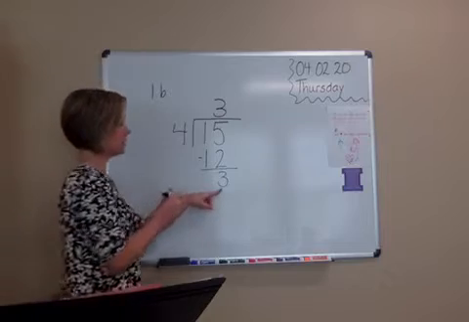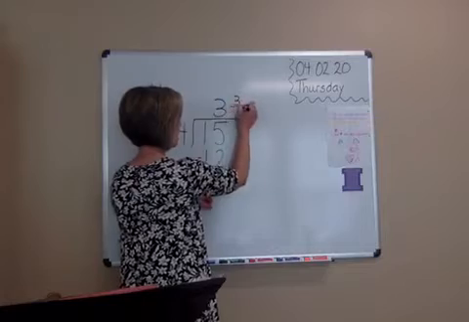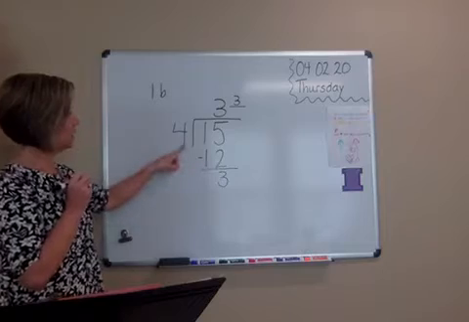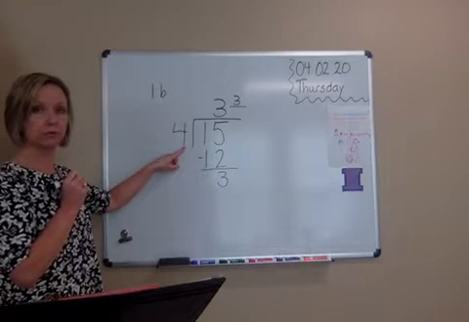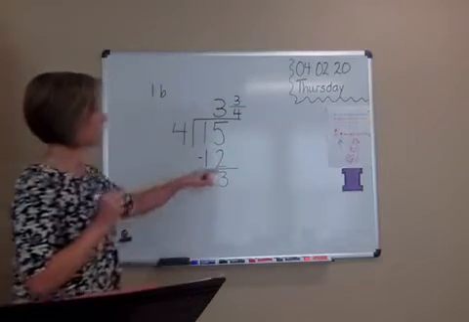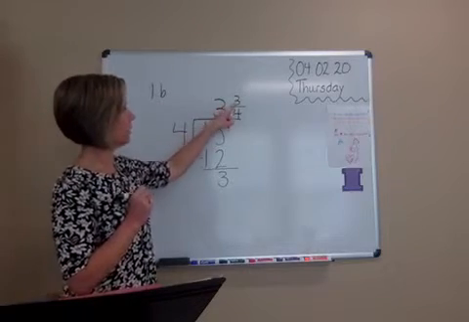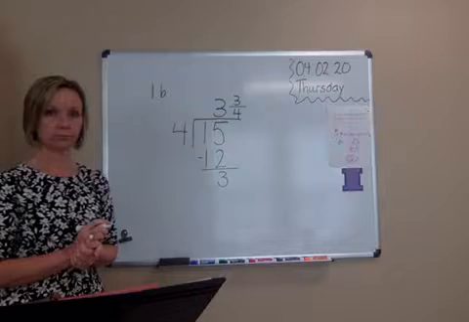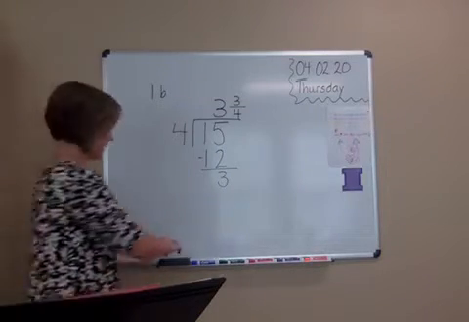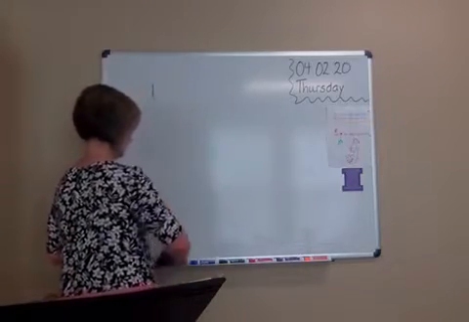So to have my mixed number, I'm going to take my remainder as my numerator. The table we used, what table did we use? 4, as my denominator. So we have, our answer is a mixed number of 3 3/4. Okay? All right, let's look at 1C. Hope you're kind of getting the hang of this a little bit.